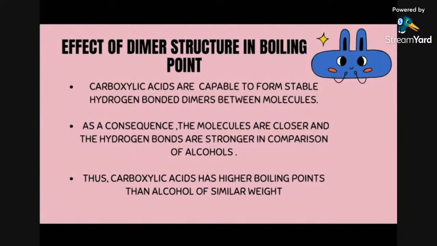So the effect of dimer structure in boiling point. Carboxylic acids are capable to form stable hydrogen bonded dimers between the molecules. As a consequence, the molecules are closer and the hydrogen bonds are stronger in comparison of alcohol. So COOH ni dia lebih stronger than OH. So the carboxylic acids has higher boiling points than alcohol. So COOH have the higher boiling point than OH.